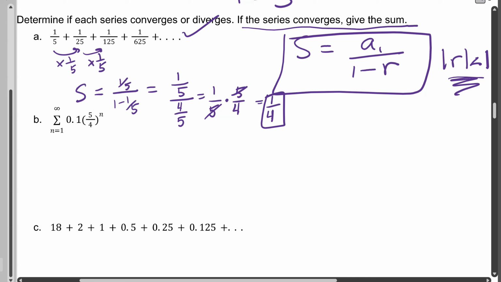Now for B, this series is represented in sigma notation, and I think very clearly this is going to diverge, given that it is a geometric series and that 5/4 common ratio is greater than 1. So if you list out the first couple of terms, you might notice that that series is growing without bound.